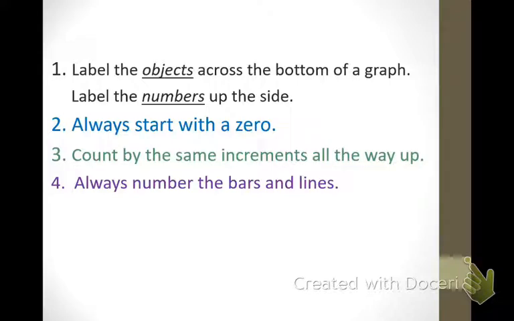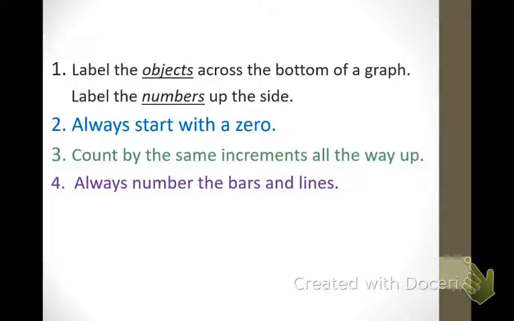Always start with 0. Okay, you want to make sure you start your graph with the 0 on the left-hand side. Just the boys, read me number 3. Count by the same increments all the way up. So if I start and I decide I'm going to count by 2s, 0, 2, 4, 6, 8, you're not going to jump up and then say the next one is 15. Okay, you're going to count by the same increments. Or start with 0, 5, 10, 15, 20, okay, counting by 5s. But make sure each increment is the same exact number all the way up.